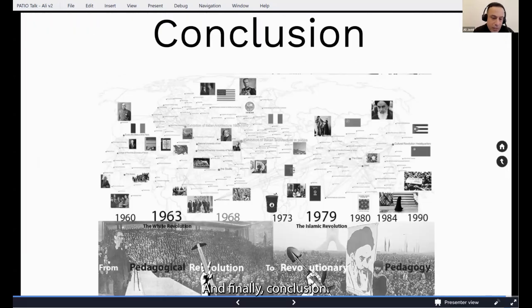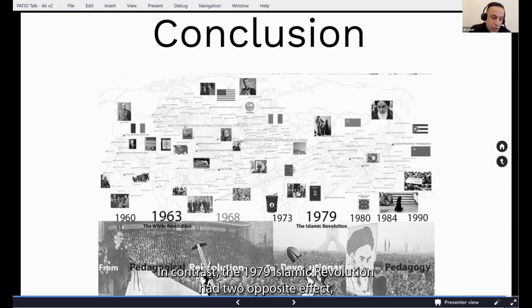And finally, the conclusion. To conclude, as is clear from this diagram, the 1963 White Revolution, with its development and modernization program, significantly expanded the network of actors in architectural pedagogy. This expansion was driven by Iran's growing political, economic, and cultural relationships with other countries, as well as by domestic reforms that led to the emergence of new actors in architectural pedagogy.